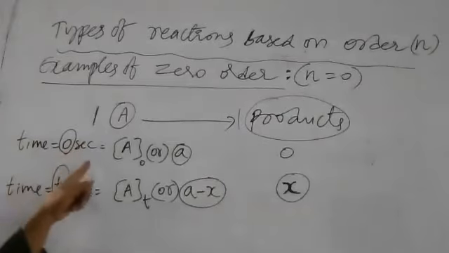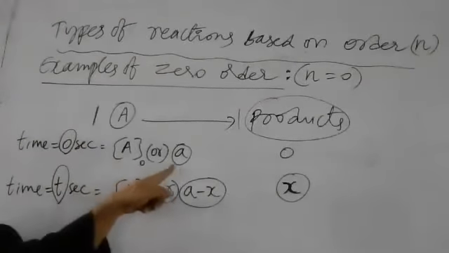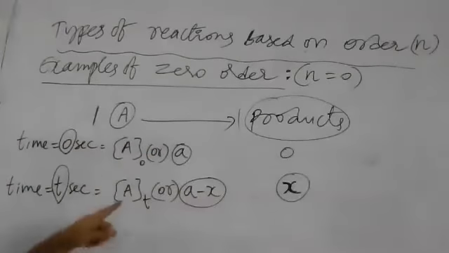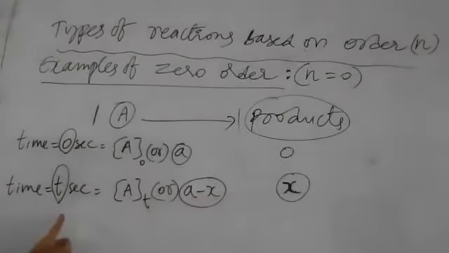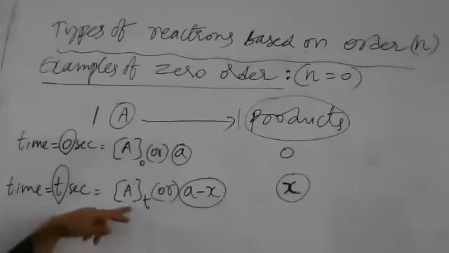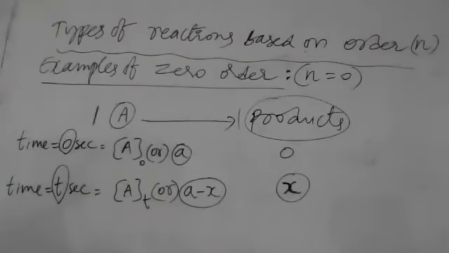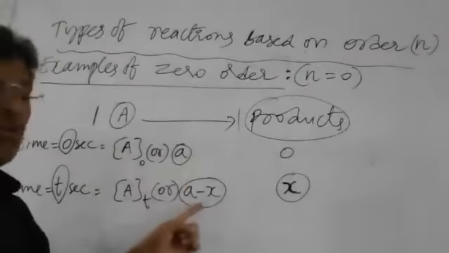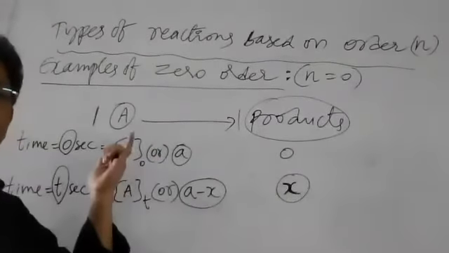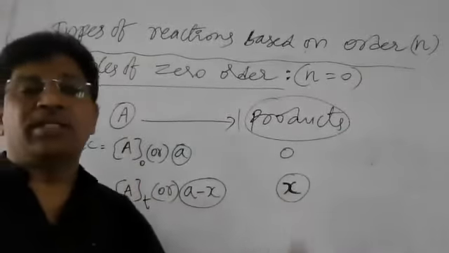When time is 0 seconds, the initial concentration of reactant is taken as A naught, and the same thing we can write as small a. After t seconds of reaction, the concentration of A left over is A minus X. Initially A is there, finally A minus X is left over. That indicates that X quantity of reactant A has disappeared, and it will appear in the form of X moles of products.